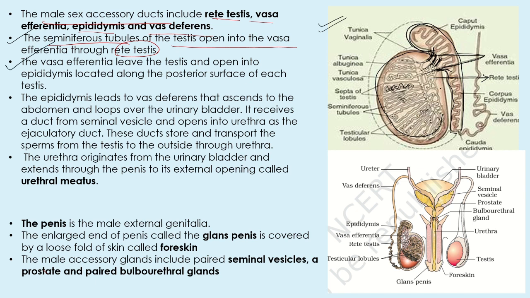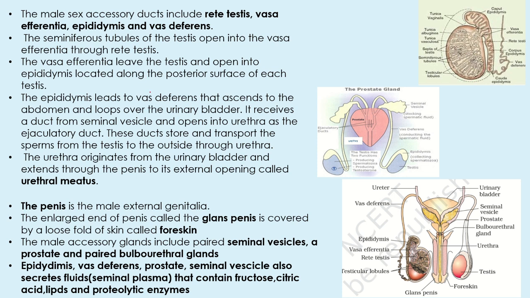Now where does this epididymis lead to? The epididymis then leads to the vas deferens. These thin ducts, tubes that you see, is the vas deferens. So seminiferous tubules to the vasa efferentia through the rete testis. Seminiferous tubules, second one is rete testis, then vasa efferentia, then we have epididymis. Now we have vas deferens.